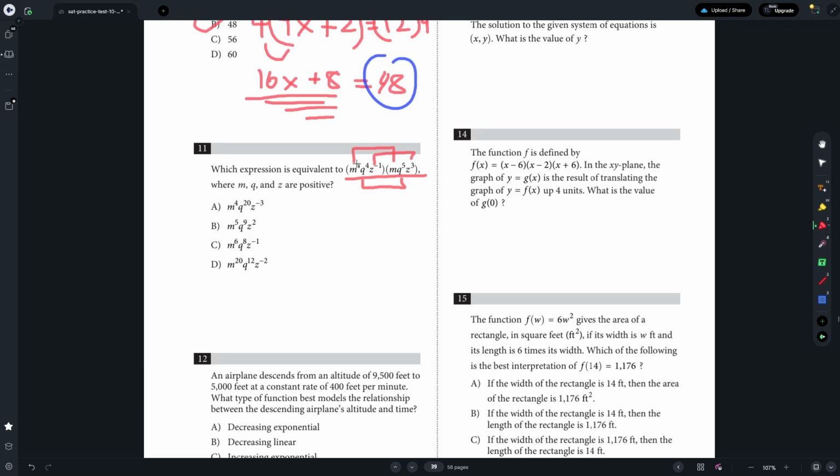We can do m to the power 4 times m to the power of 1. Make sure not to forget that the exponent isn't 0. It's actually 1, right? Because anything to the power of 0 would be 1. Okay, so m to the 4th times m to the 1st is equal to m to the 5th. You want to multiply this by q to the power 4 times q to the power 5, which is just simple addition.